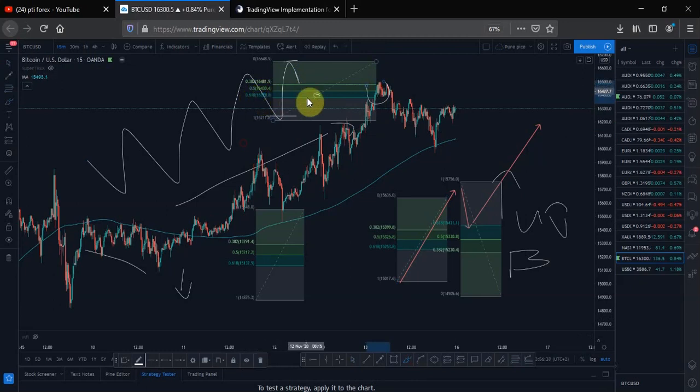So these three here are marked as 0.38, 0.5, 0.61, but you can also call them in terms of percentages: 38.2%, 50%, 61.8%. So when the price comes here, that's where you are looking for signs of a beginning of an impulsive wave. And when it does like this, that's where you press your buy button. So let's get into the chart.